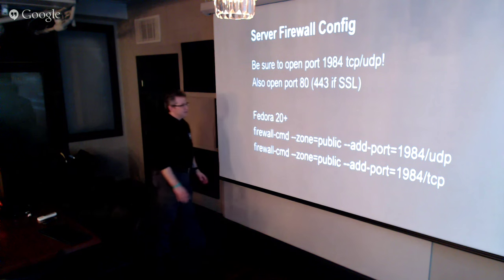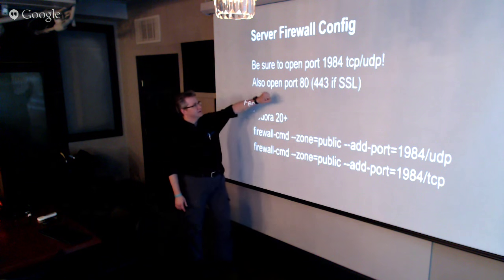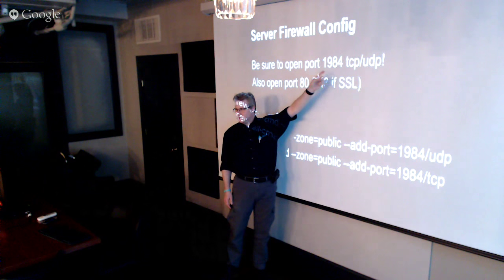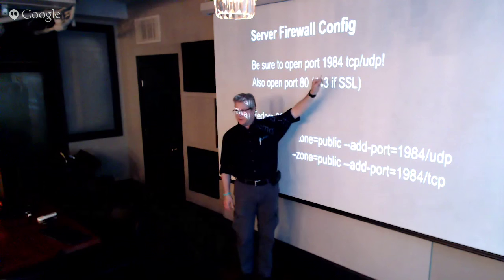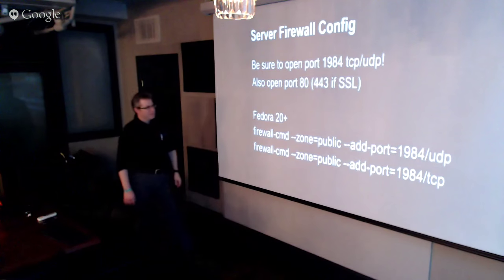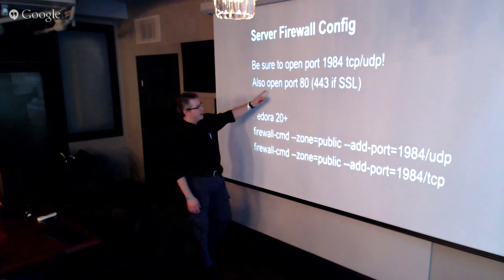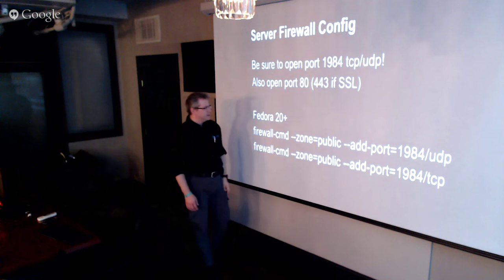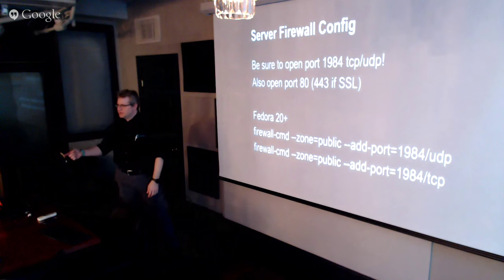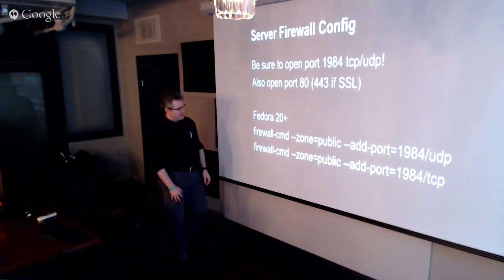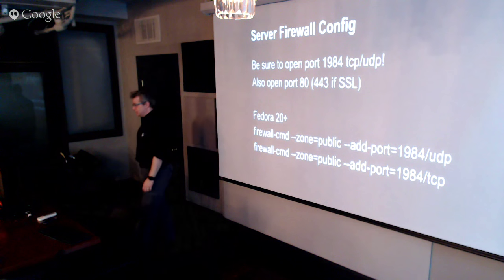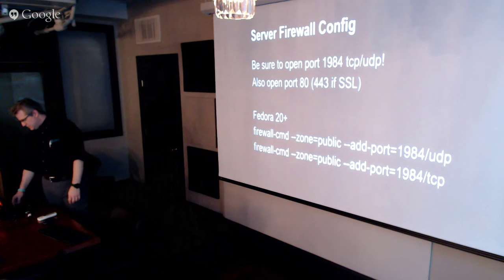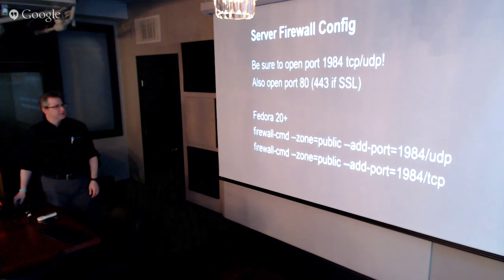Okay, this is important for the server. You have to have port 1984 open for the server to get information. This is a holdover from Big Brother, 1984. And you probably want to open port 80 or 443 so that you can connect to the server to see what's going on. I included this firewall command for the more recent version of Fedora to add those items in. I'm using a CentOS system right now, so.